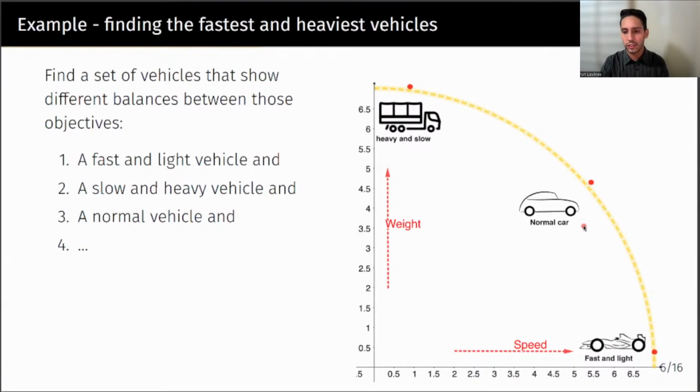We also have cars that are somewhat fast and somewhat heavy. They are not as heavy as a truck, but they are heavier than the racing car. They're not as fast as the racing car, but they are faster than a truck. So we can see that those three different vehicles provide different trade-offs between the weight objective and the speed objective. We can have many different trade-offs. That's why we have this dashed yellow line here, because solutions on this line provide the best balances, but different balances among these two objectives.